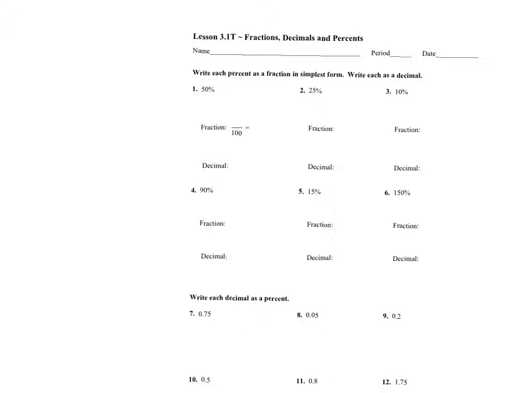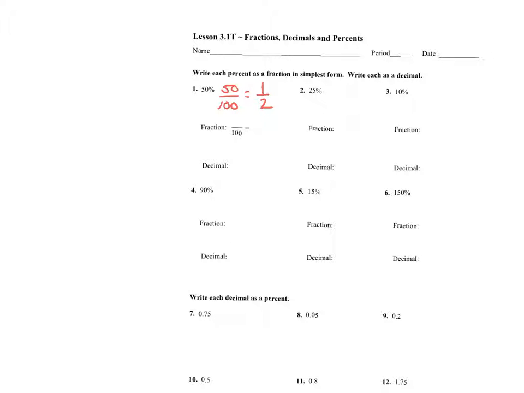In today's lesson 3.1, we're going to take a look at fractions, decimals, and percents. Percent is a ratio comparing a number to 100. So 50% as a fraction is 50 over 100, and that can be simplified to 1/2.